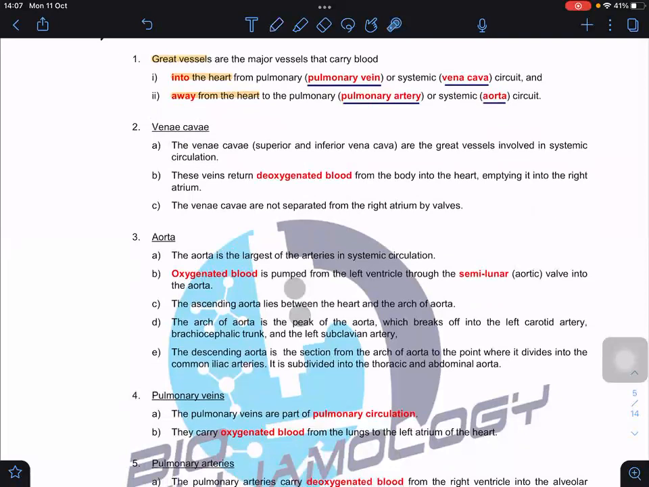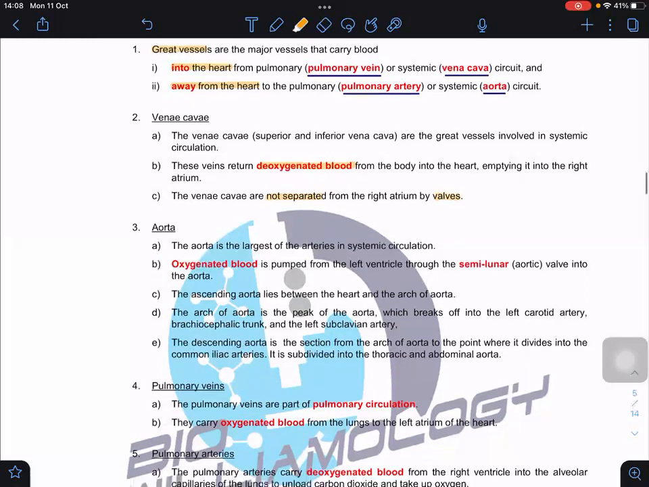So for vena cava, we do have two of them. One is from the top down, another one from the bottom up. Top down, we call it the superior vena cava. Bottom up is the inferior vena cava. Okay, so the superior and inferior vena cava actually return the deoxygenated blood from the body into the heart, emptying into the right atrium. And if you look at the structure between the vena cava and the right atrium, we won't see a valve, so they are not separated by a valve. If you look at the aorta and the pulmonary artery, then yes, they do have a valve.